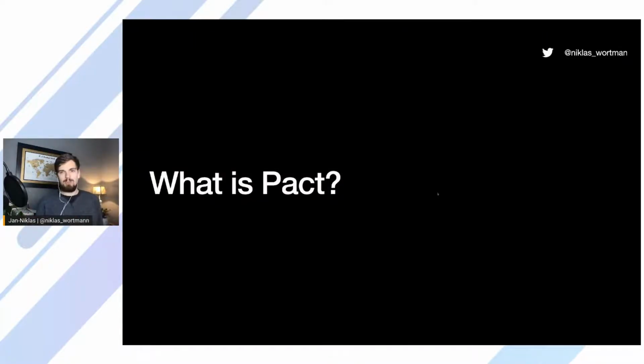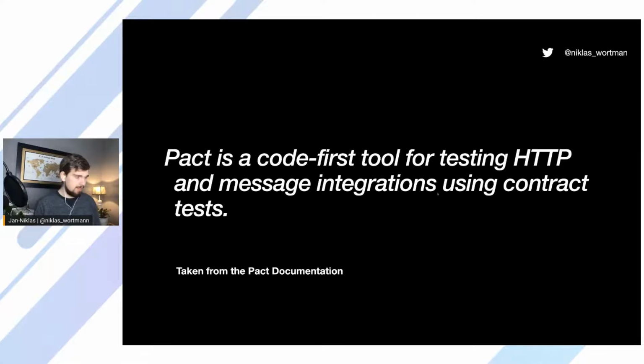Okay, so much about consumer-driven contract testing. Let's talk about Pact now. And I'm lazy. I think if you watched any other talks of mine so far, we should have established this. But I looked up a definition of Pact in the documentation. And there it's written, Pact is a code-first tool for testing HTTP and message integrations using contract tests. I think we covered that already. So now we know that Pact is more of a testing tool providing consumer-driven contract testing. Just to give an example, Jasmine and Karma are tools to implement unit testing for Angular applications, for example.